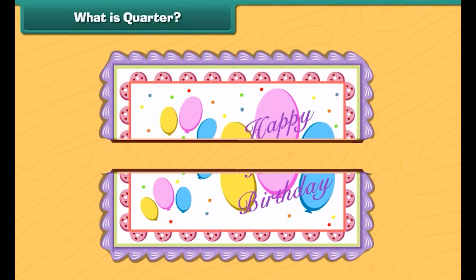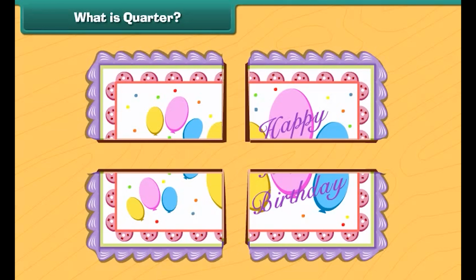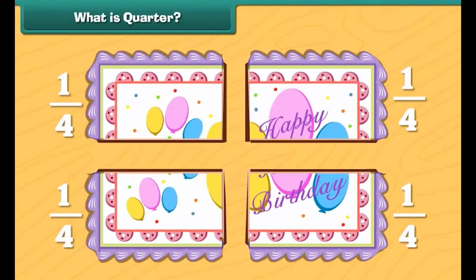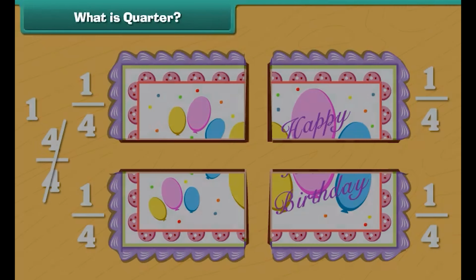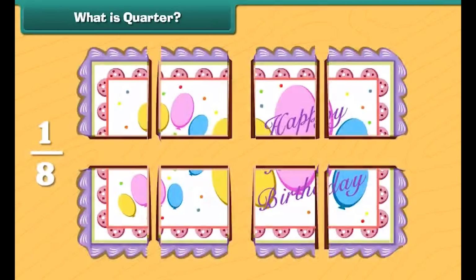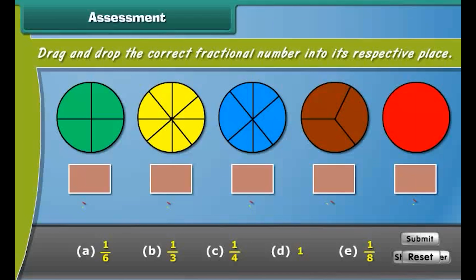Now let us cut the cake in 4 equal pieces. Each piece represents 1/4 of the whole cake. So, the fraction is 1/4. It is also called quarter. This is 1/4 of the cake. This is 2 quarters. This is 3 quarters. And this is 4 quarters. 4 divided by 4 is 1. So 4 quarters make 1 whole cake. You can also divide the cake in more number of pieces. Drag and drop the correct fractional number into its respective place.